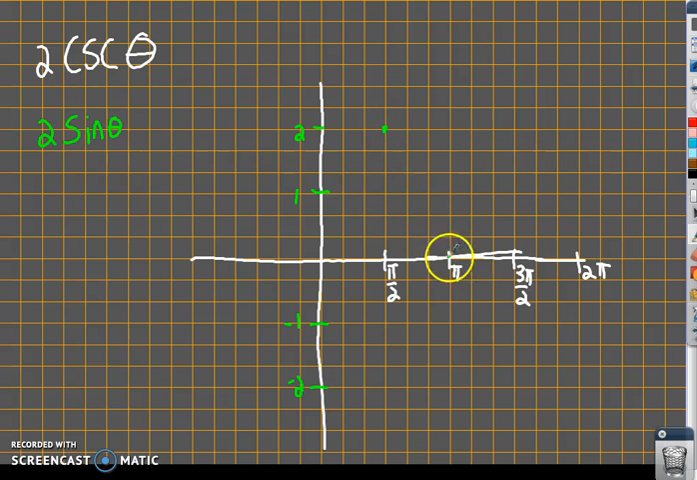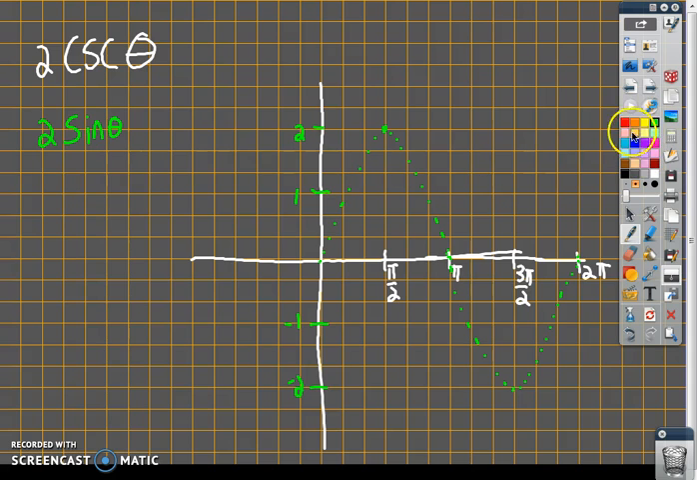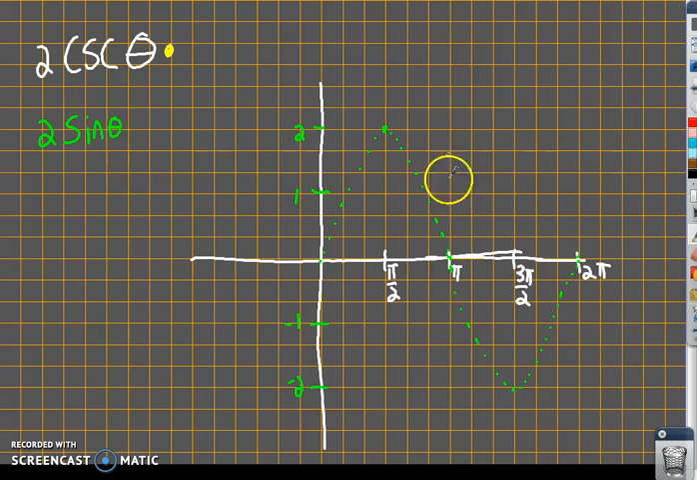I'm going to do this in a dotted line. Now, why am I doing that? Remember, it's the reciprocal of this. So, everywhere my sine function would usually equal 0, which are these points, I am going to have asymptotes. I'm going to graph this in yellow. So, everywhere I have a 0, there's an asymptote. Big asymptote.